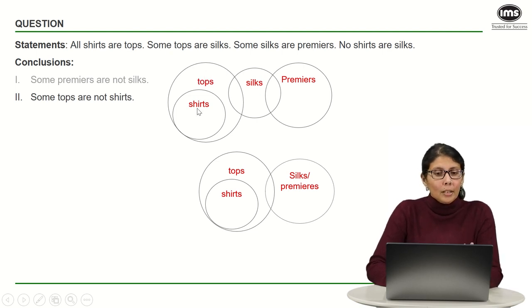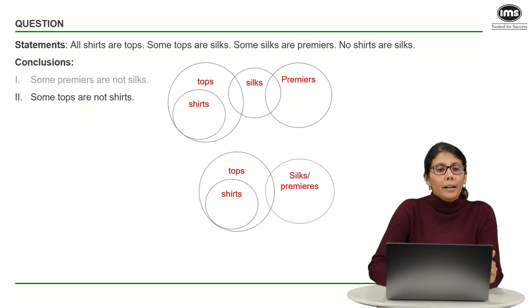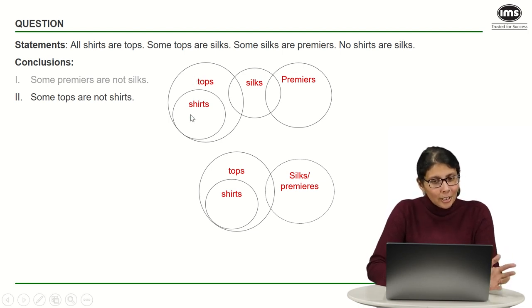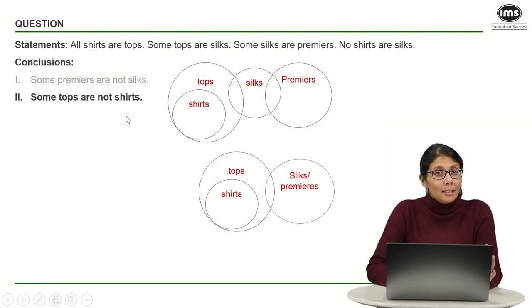We know that all shirts are tops, no problem there. We also know that no shirts are silks. How we are supposed to understand this is that the tops that are shirts are not silks. The tops that are shirts are not silks. Therefore, conclusion 2 follows.